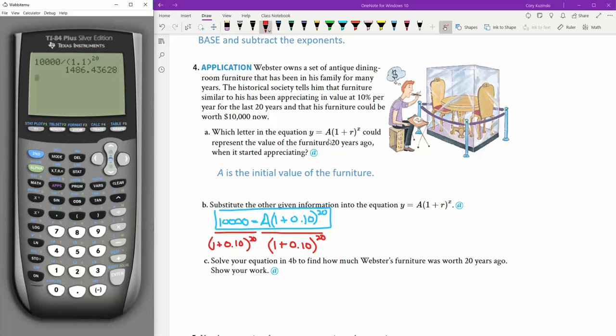And that gives us that A is equal to $1,486.44. How about we just say about $1,500?